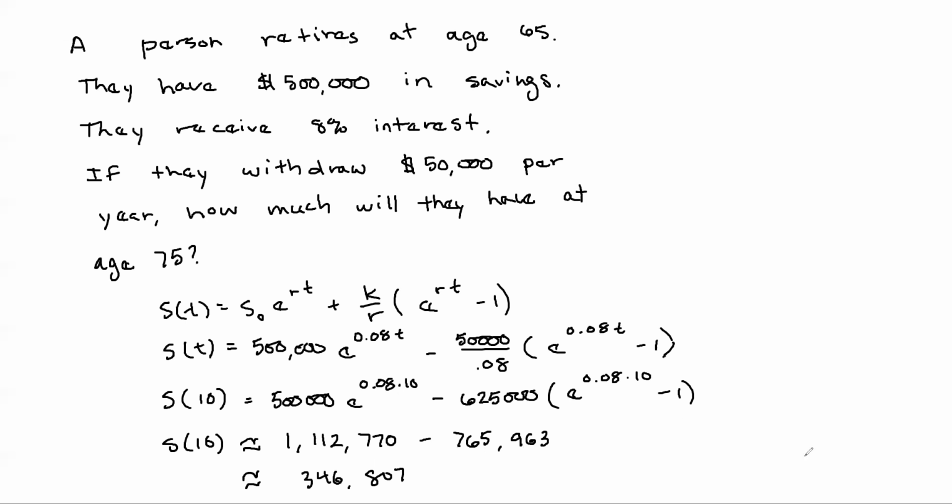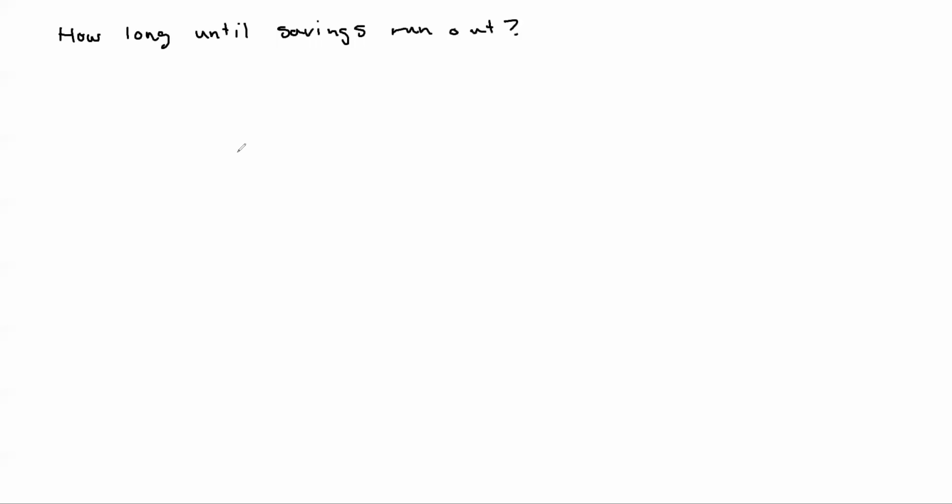So based upon the previous route, you might say 30 or so years. Right. If you went from 500 down to 346 after 10 years, then it looks like you're pulling out about 150K per 10 years. And so you might have another 20 or so years left. And so you get 30 years total, but that would not be true.